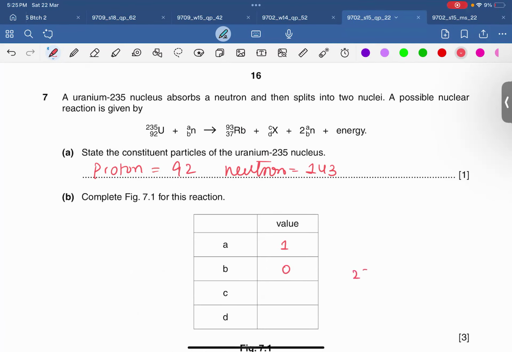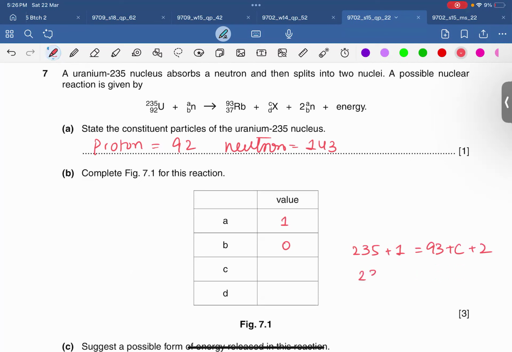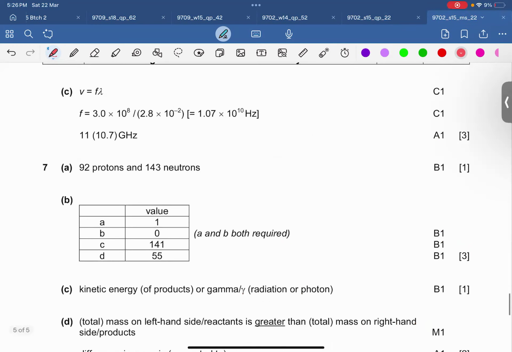Now see what C could be. So 235 plus 1 on the left hand side is equal to 93 plus C plus 2. So how much will it be? 236 minus 95 gives 141. And for D, 92 plus 0 stays 92, equals 37 plus D, and B is 0. So 92 minus 37 is 55.